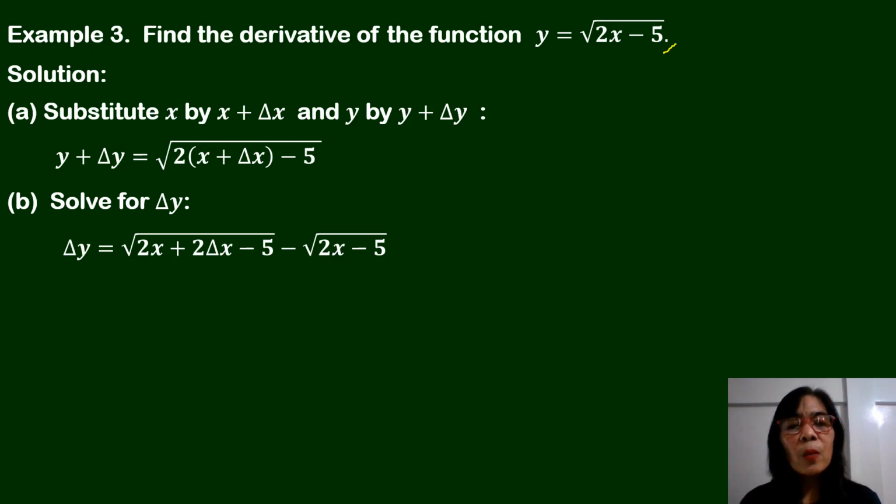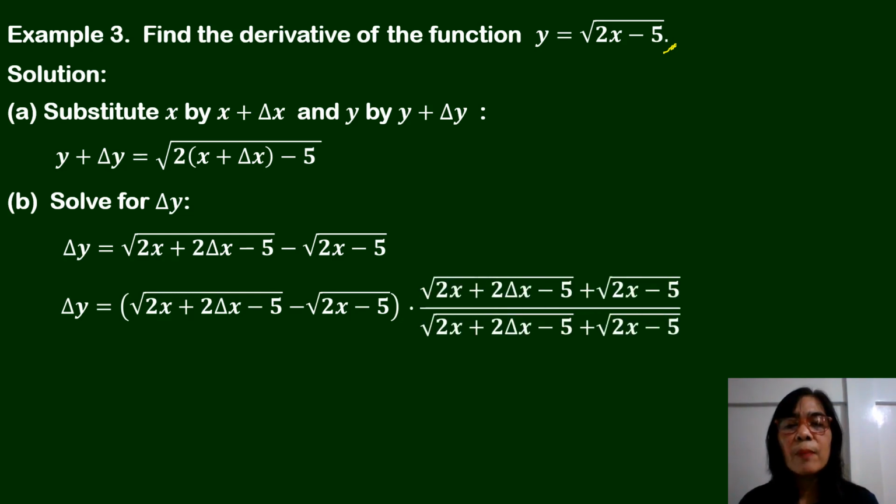So when we solve for delta y, we always arrive in here at the difference of two radicals. That is, we're given in here a radical function. So to manipulate it, we do the rationalization. Rationalizing this difference of two radicals, we just multiply and divide this one by the sum of these same terms. So we have now times the square root of 2x plus 2 delta x minus 5 plus the square root of 2x minus 5, and the same quantity with the right side. It's just like multiplying this by 1, so we do not alter the original value of the given function.